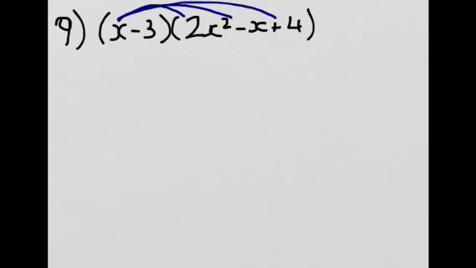We then take this minus 3, times it by 2x squared. We then do minus 3 times minus x. And last but not least, minus 3 times positive 4. So you'll have 6 terms in your second line. And then all we need to do is collect your like terms and tidy up your answer. Okay, and good luck.